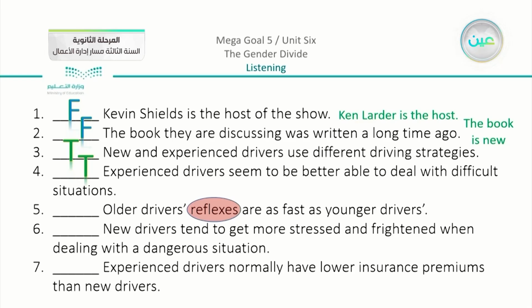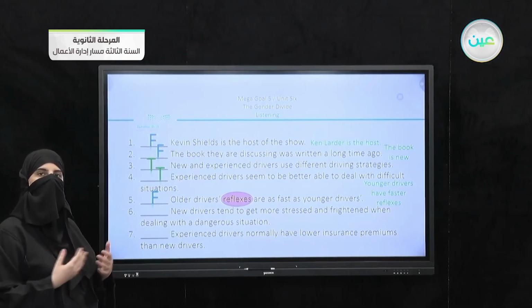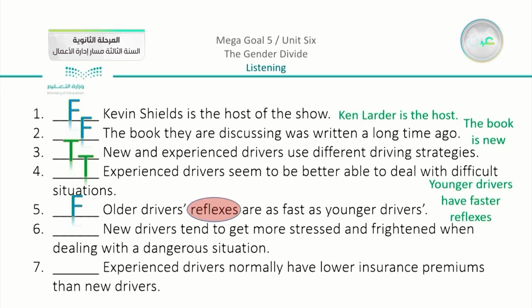Older drivers' reflexes are as fast as younger drivers. So we did mention the word reflex from the very start. Now this statement is actually false because it was mentioned that younger drivers have faster reflexes. Why? Because the older drivers are used to driving and they have more experience, which makes their reflexes different. Number six, new drivers tend to get more stressed and frightened when dealing with dangerous situations. So based on number five, this one is true. We have the last part, number seven, experienced drivers normally have lower insurance premiums than older drivers, and this one is also true. So we have these sentences.